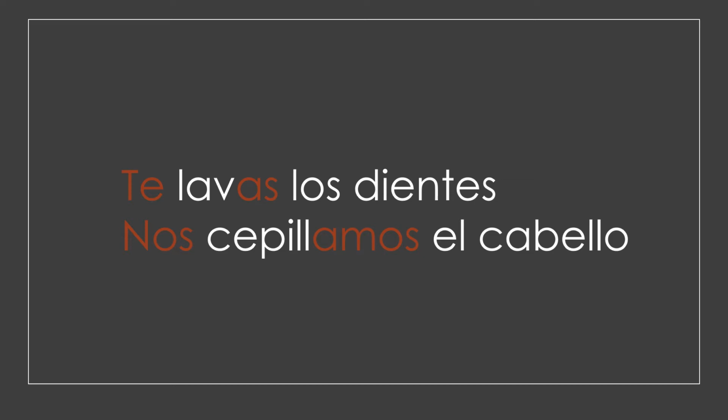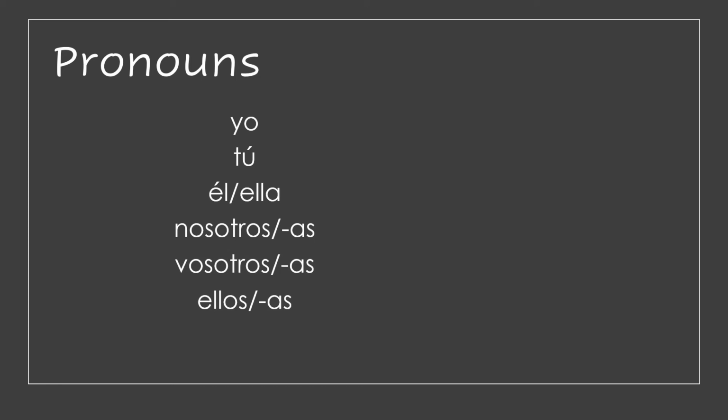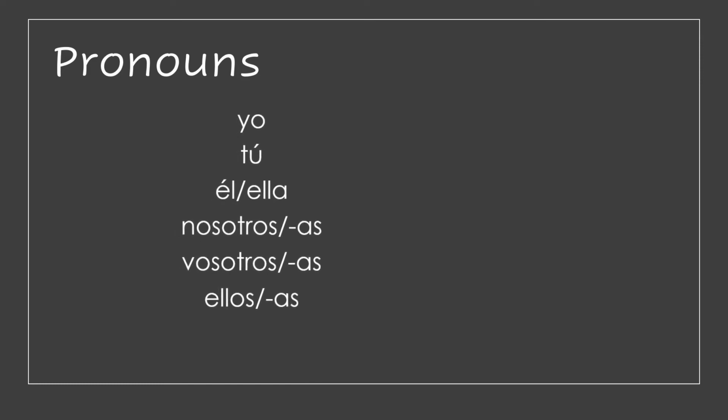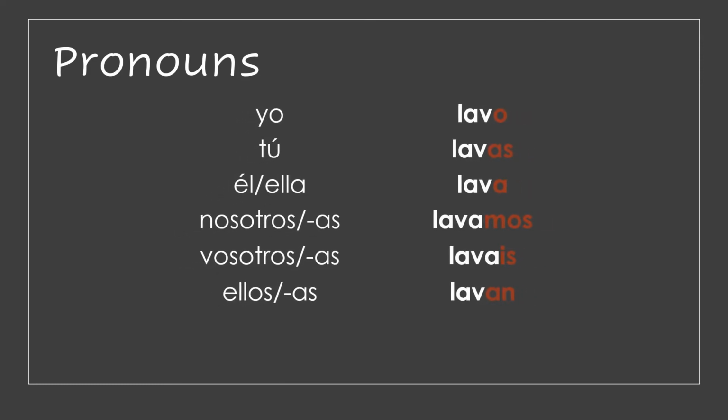Now, how reflexive verbs are formed. Here we can see the subject pronouns, first, second, third person singular, and plural. We, you plural, and they. We have a conjugated verb. Here, the verb lavar, which is a regular AR verb. You can see the verb conjugates in the normal way. In this case, it is in the present tense, but it could also be in any other tense, and it would work the same way.